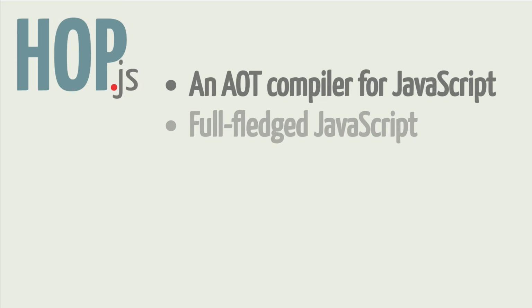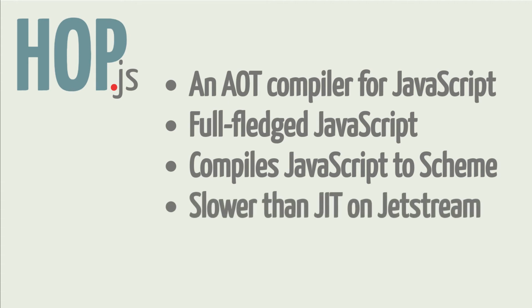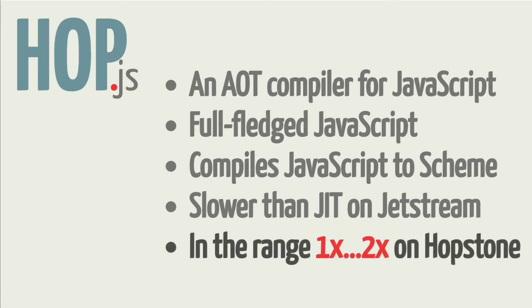In conclusion, the paper presents hop.js, an ahead-of-time compiler for JavaScript. The paper shows the principal aspects of the compilation from JavaScript to Scheme, and it shows the ad hoc optimizations that have been added to the Scheme compiler in order to improve the performance. The paper presents two benchmark results. It presents Jetstream, an old JavaScript benchmark suite, for which hop.js is slower than industrial JIT compilers. It also presents Hopstone, a benchmark suite composed of various tests, among which some are currently used in the wild. For the second test, hop.js shows competitive results.